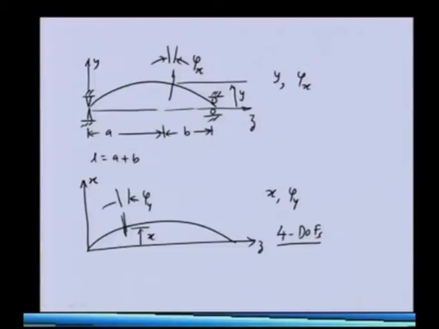So, now let us take the free body diagram of such a rotor system. If we take, let us say, the free body diagram of the disc in the z y plane, z is the bearing axis.